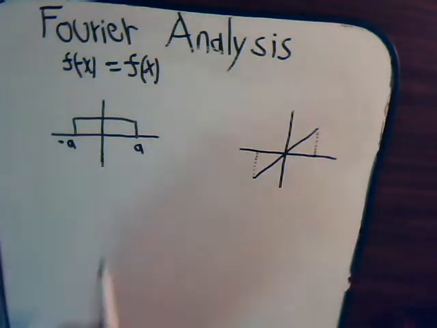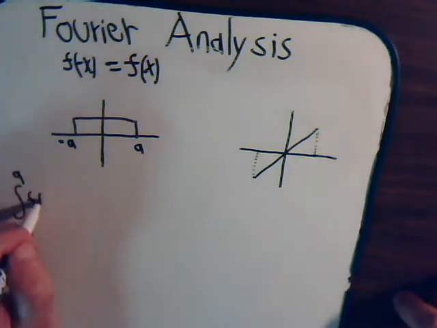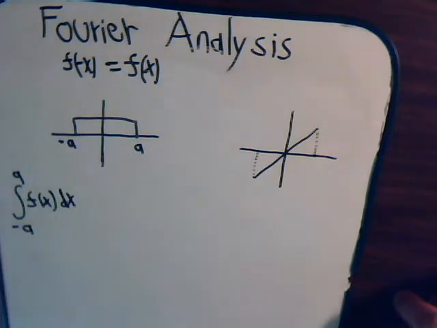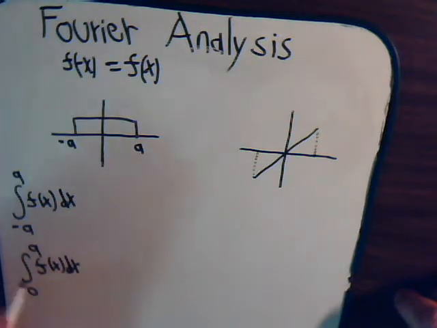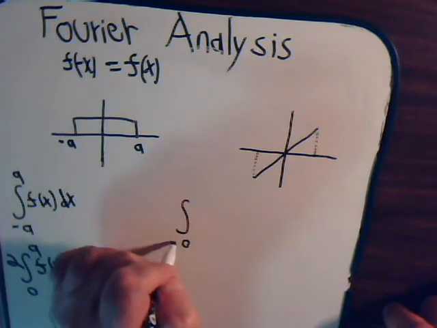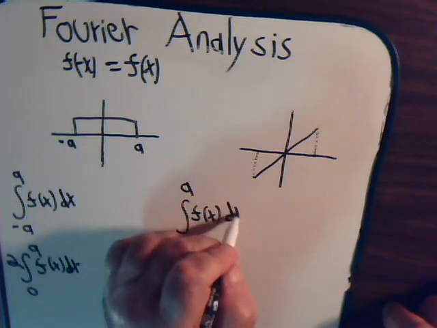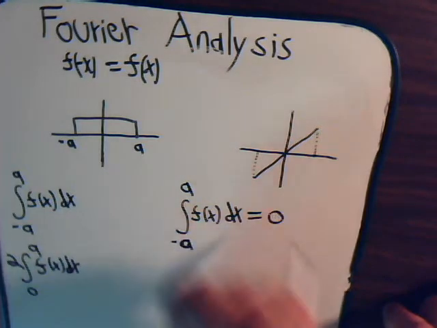But let's look at this one. Suppose we have an even function and we are integrating it from minus a to plus a of f of x dx. Clearly then, this is going to be equal to the integral from 0 to a of f of x dx times 2. And for our odd function, if we're integrating from minus a to plus a of f of x dx, that equals 0.